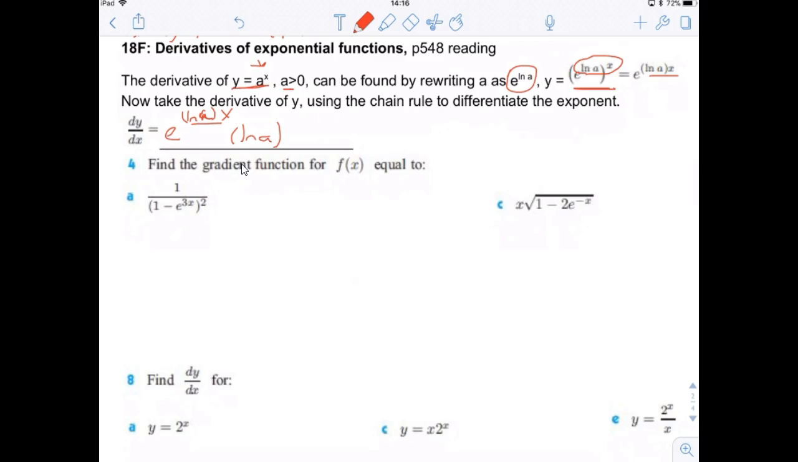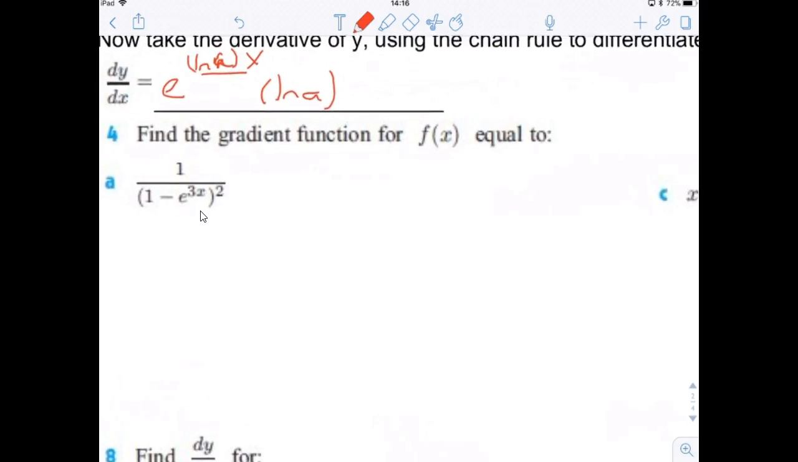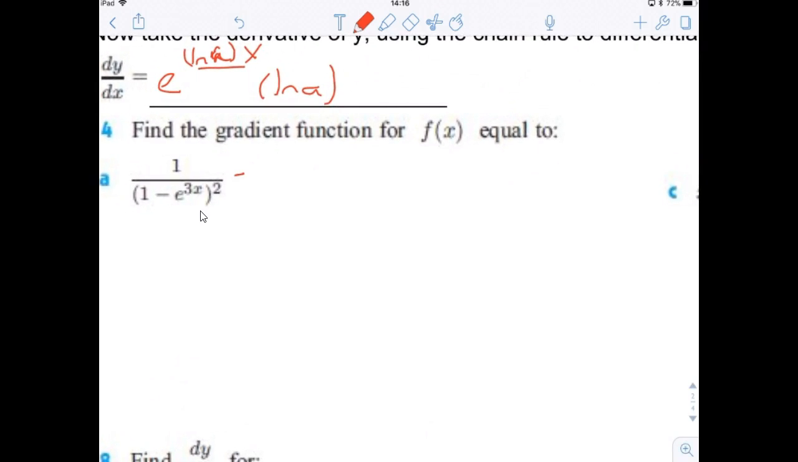Find the gradient function for f of x equal to... okay, so now they're just giving us some very advanced functions here. What you want to do is use the chain rule. First you look at this, and I think it's easier to rewrite these as negative exponents, because then it's pretty obvious how you use the power rule. Hopefully there'll be less chance of making a mistake.